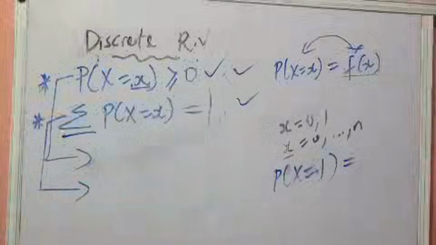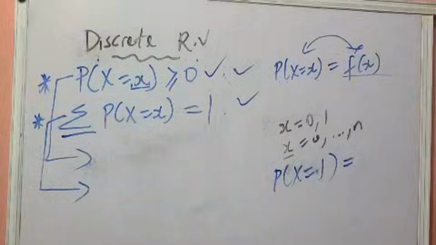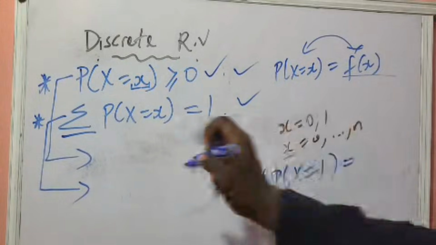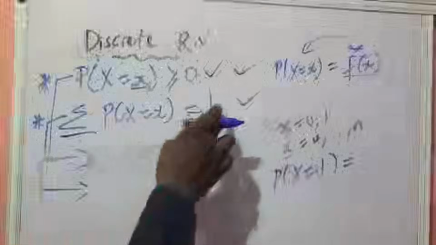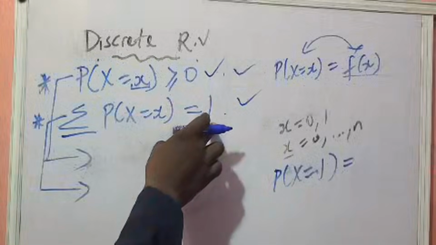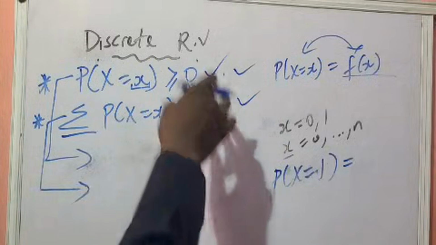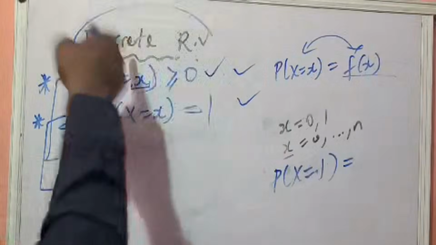This is summation. What we have here is the summation of all the probabilities in that random variable. For instance, I will explain this using a dice. The sum of all the probabilities must be equal to 1. If it's less than 1 or greater than 1, it is not going to be a discrete random variable.